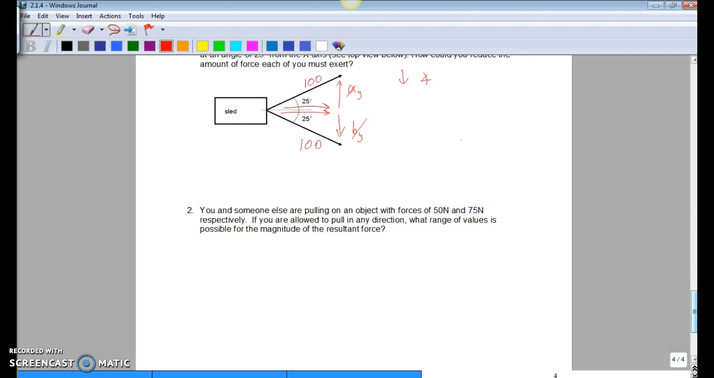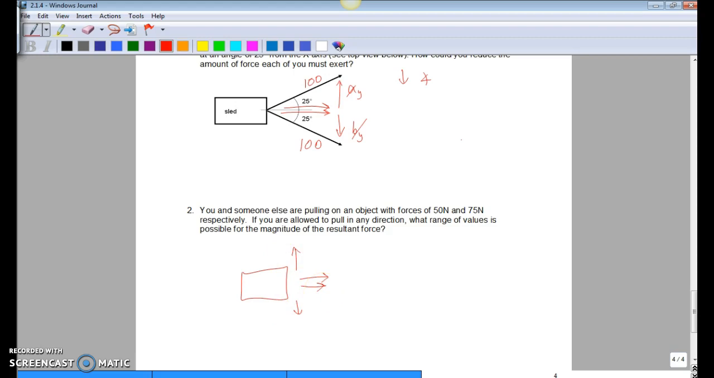Conclusion question 2: you and someone else are pulling on an object with 50 and 75. So if you're allowed to pull in any direction, what range is possible? Well, if you're each pulling this box, the range would include, let's say you both pull exactly opposite of each other. That would be the minimum of your range. The other end of your spectrum, the other end of your range of magnitude, is if you both pull in the same direction. So you have the magnitude where they're opposite each other, and the magnitude of when they pull together.